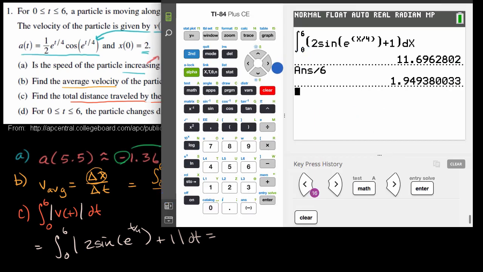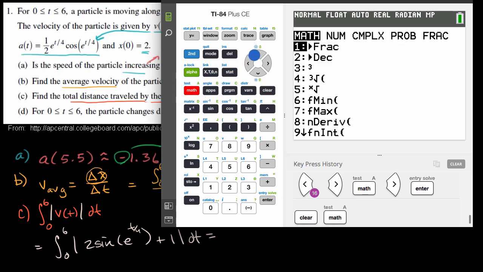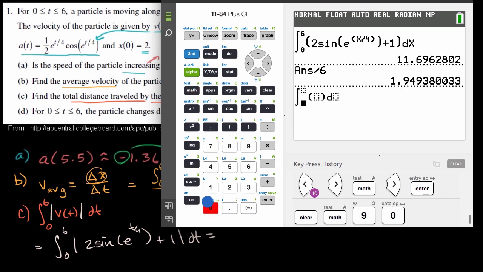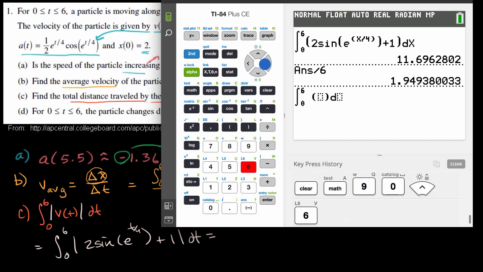So to do that, there's a couple of ways to do it. I could either modify what I had before, or I can just hit math, and then number 9 is the definite integral again. And I'm going from 0 to 6 of, and now I want to take the absolute value of all of that.